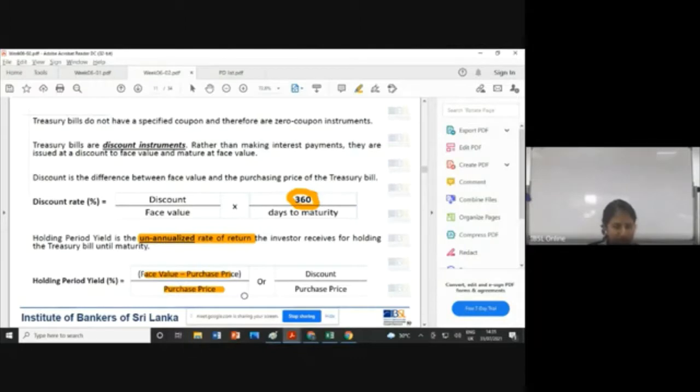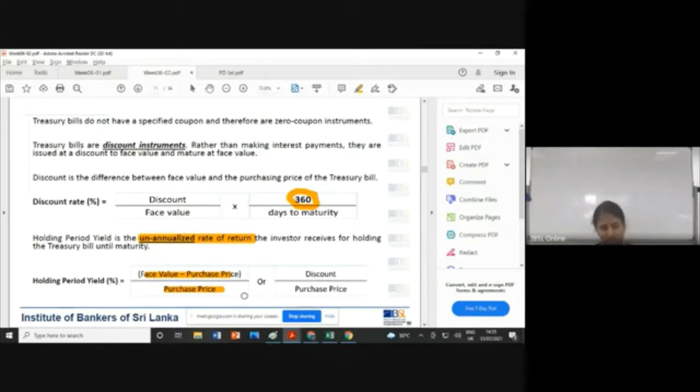But having the holding period yield, can I compare with other instruments? Let's say there are about 3 options I have. There is a 1 year commercial paper. There is a 1 year certificate of deposit. And there is a 3 month treasury bill. I need to select which is going to give me a high return. By getting a holding period yield calculated for the treasury bill, can I compare? No.